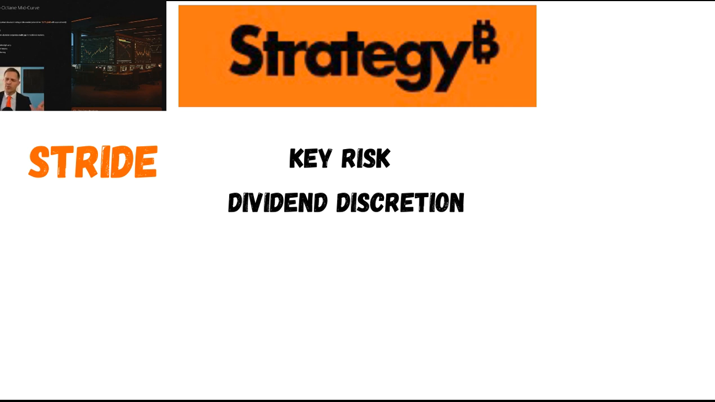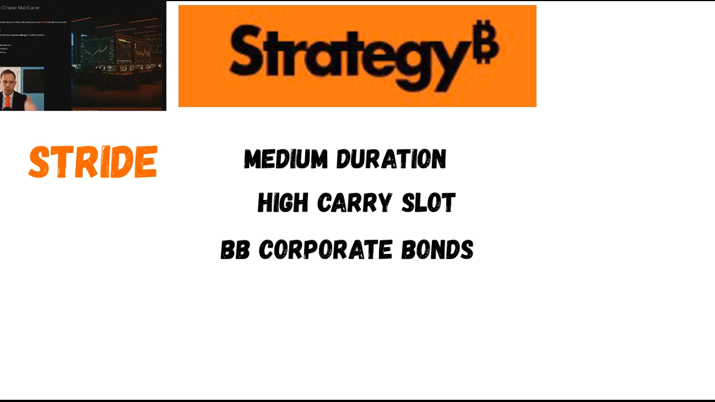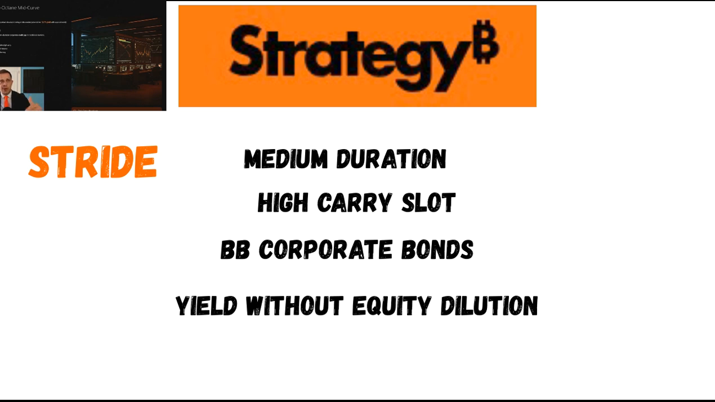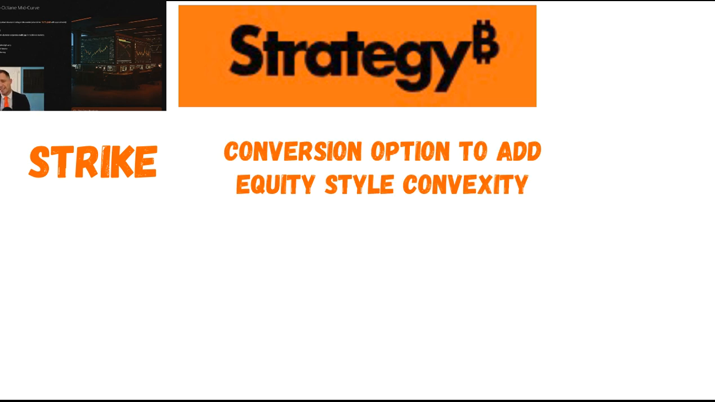So STRD is kind of filling the medium duration, high carry slot that would normally be serviced by BB rated corporate bonds. It lets Strategy attract capital that wants yield without equity dilution while keeping coverage at a level still comfortable for most credit mandates. So next stop, we're going to move up to STRK, the same coupon discipline, but with a conversion option that adds equity style convexity.